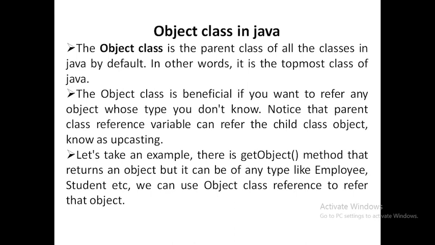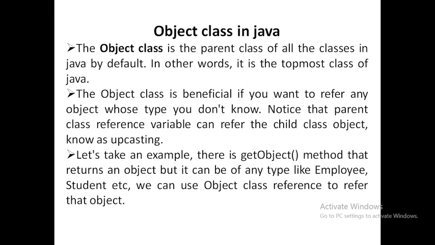By default, the Object class is the parent class of all the classes in Java. In other words, it is the topmost class of Java. The Object class is beneficial if you want to refer to any object whose type you don't know.